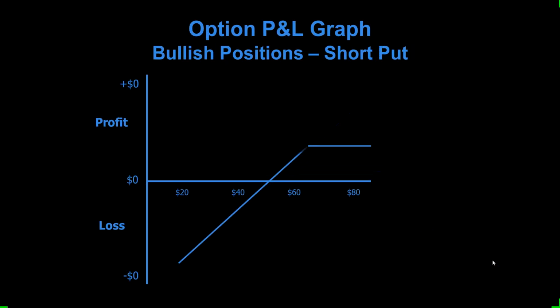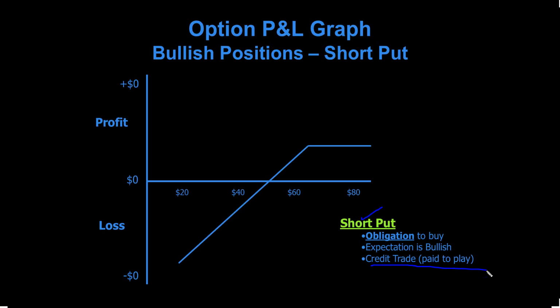How about a short put? That's what a short put looks like. Now, a short put is also a bullish position. Obligation to buy. You've got an obligation because you're short. Expectation is bullish, just like a long call. However, you're playing that bullish position as a credit trade. You get paid to play, right? So with a short put, how about delta? What do you think delta is? It's positive. You want it to go up.